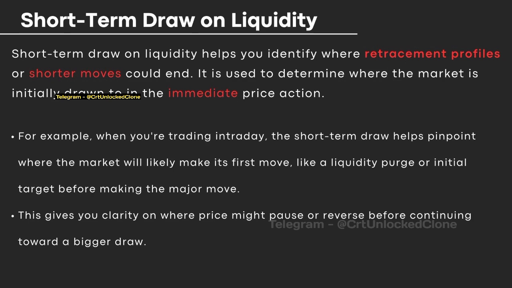But when you are aware of short-term drawn liquidity, then you would know that it's completely normal for price to reject below lows and make retracement profiles before it starts moving higher towards the higher time frame objective or long-term drawn liquidity, right? And you would start treating these counter moves as a rejection rather than market structure shifts, right? And you would become a lot more aware and knowledgeable about the market dynamics.